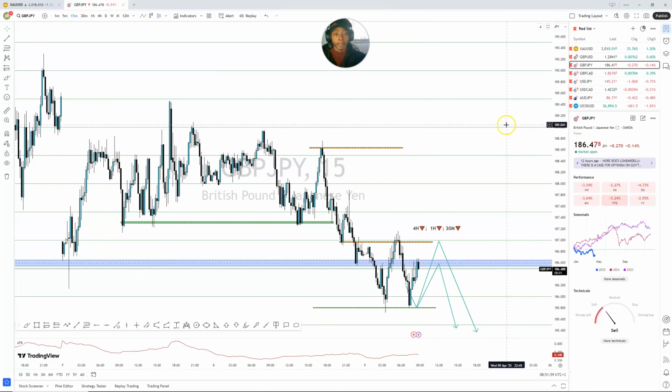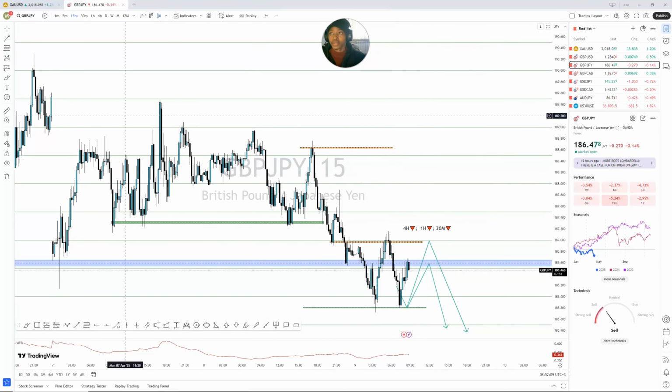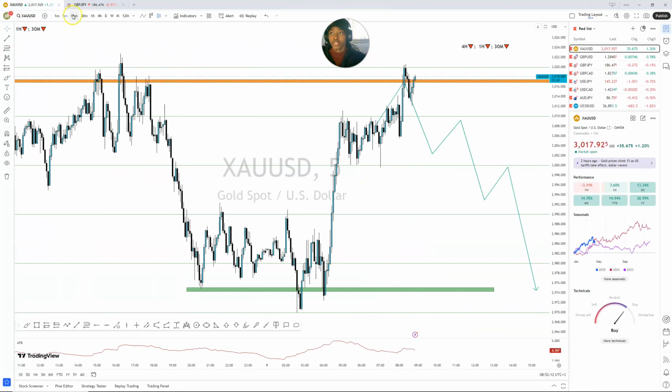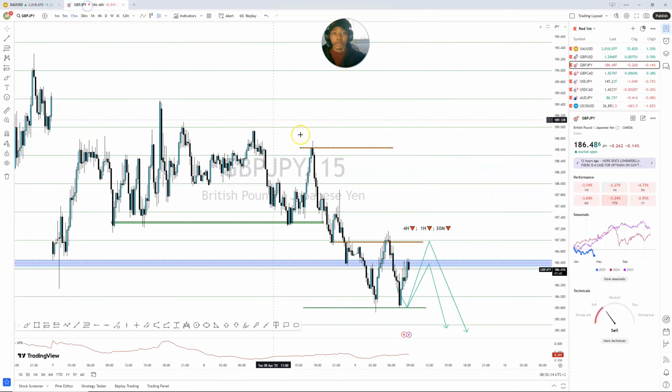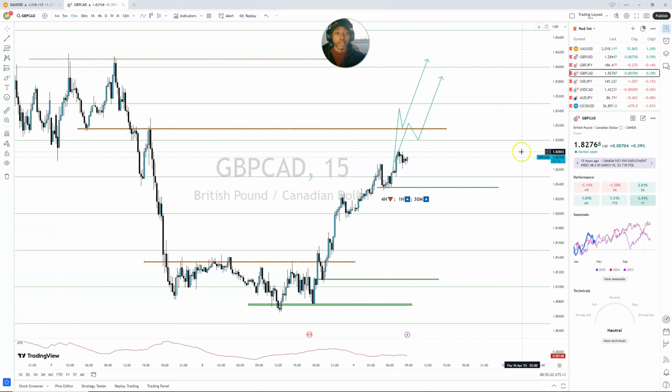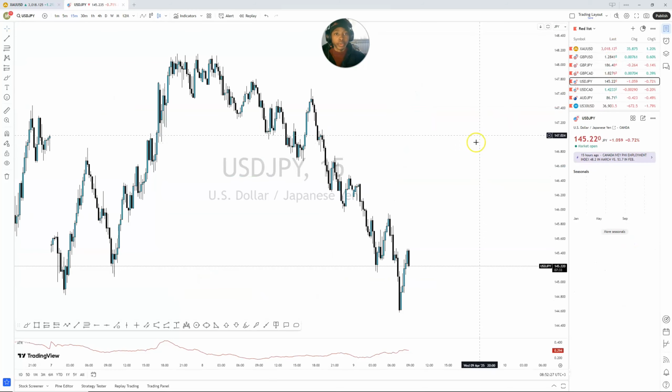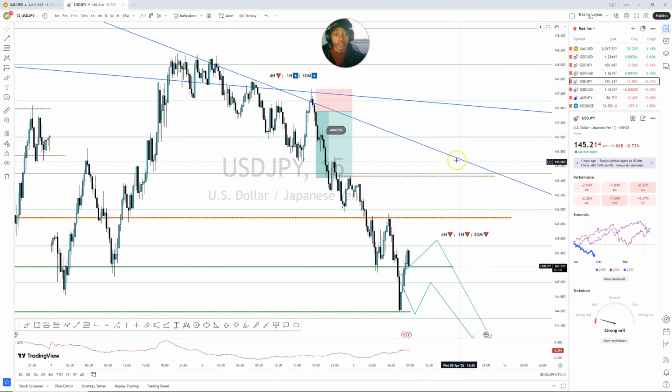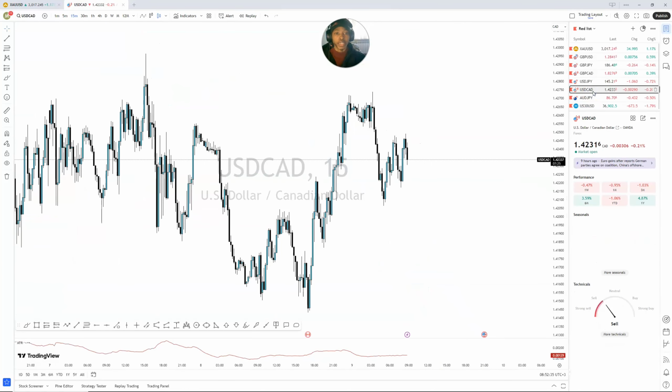This is what predictions I put at 8 a.m. on GBP JPY. I'm looking forward to taking sales today. So gold we are going to be continuing to take sales. GBP JPY sales. On GBP CAD, I'm looking for long position buyers. USD JPY we have sell, and USD CAD we have no end.